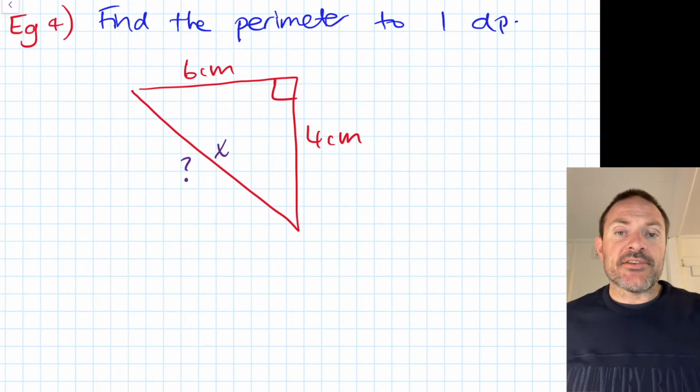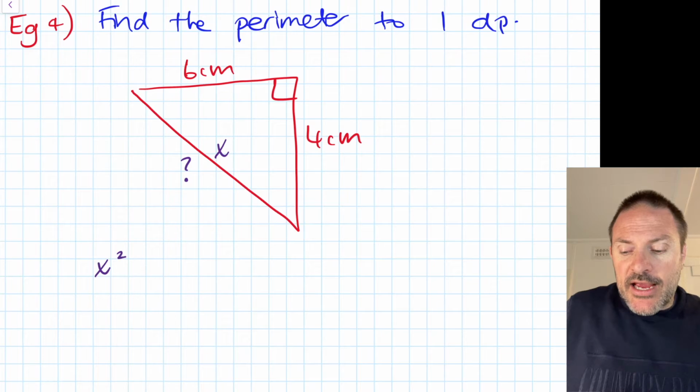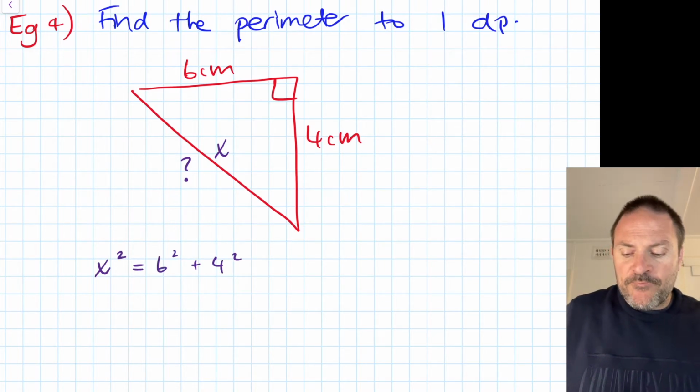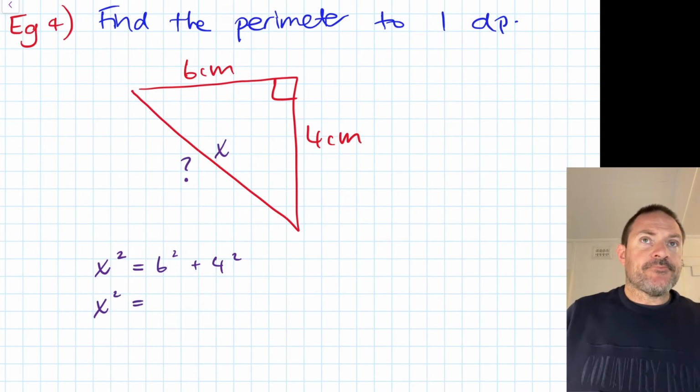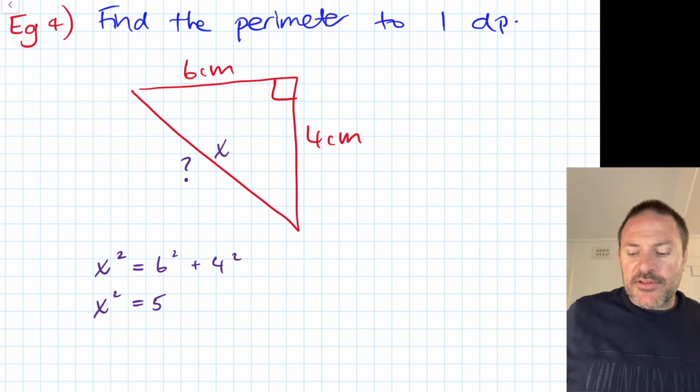I'm going to use Pythagoras' theorem to do this. Again, feel free to pause it and have a crack at it yourself. x squared equals 6 squared plus 4 squared. So we're going to type it in: 6 squared plus 4 squared, which is 36 and 16. We get x squared equals 52.